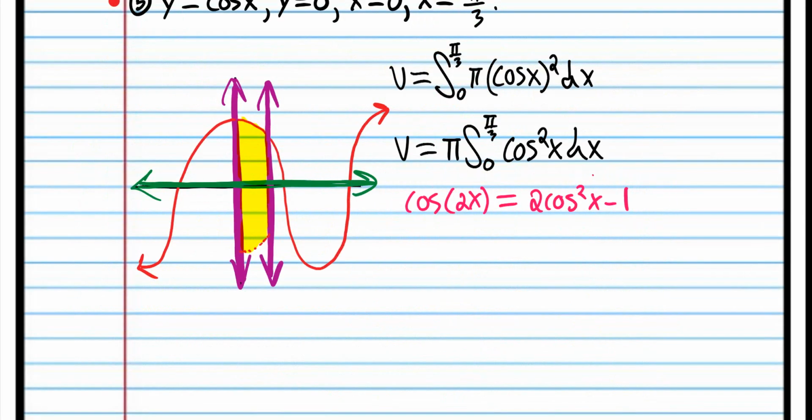So now what we're going to do is we're going to solve for cosine squared. So I'm going to subtract, or I'm going to add 1 to both sides of this pink equation. Then I'm going to divide both sides by 2.